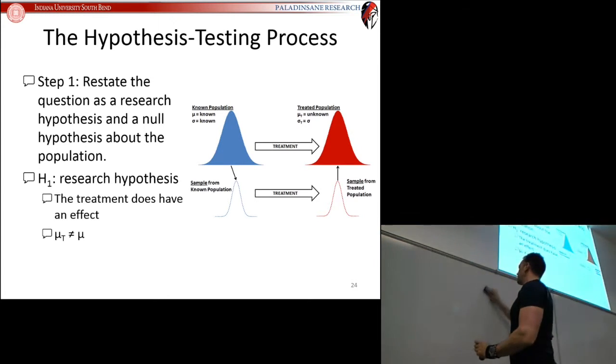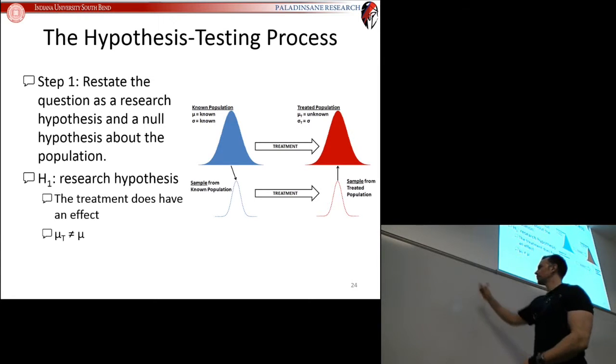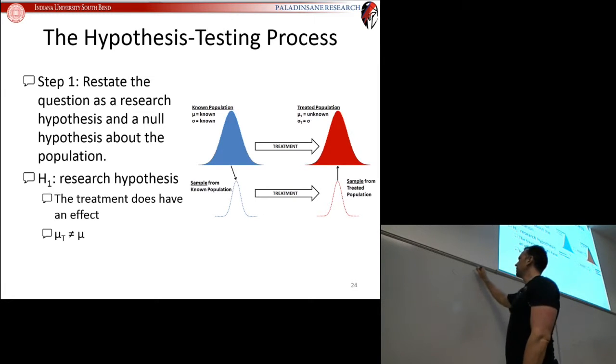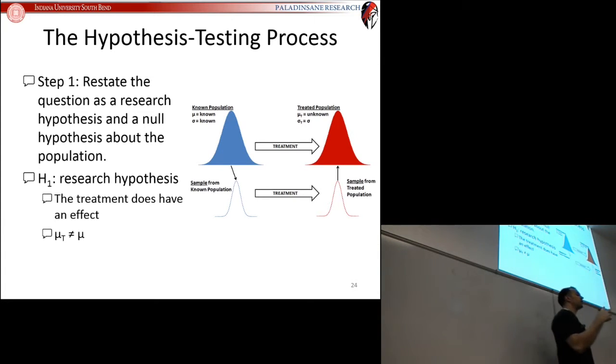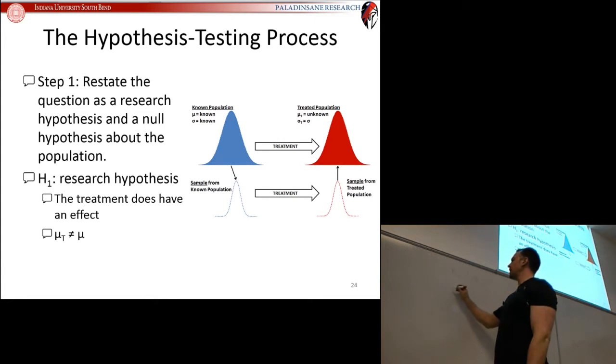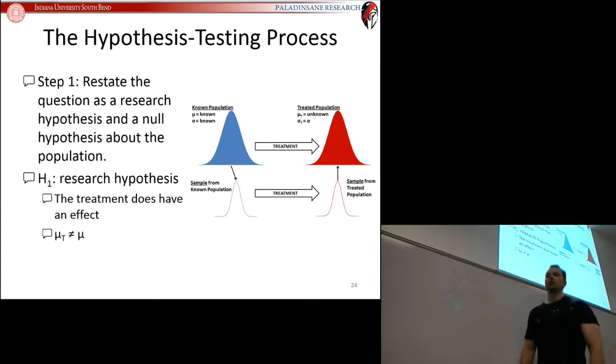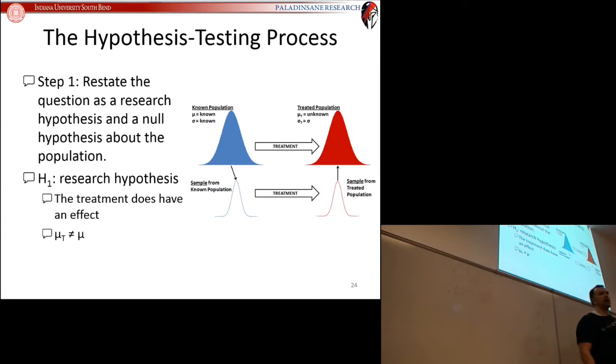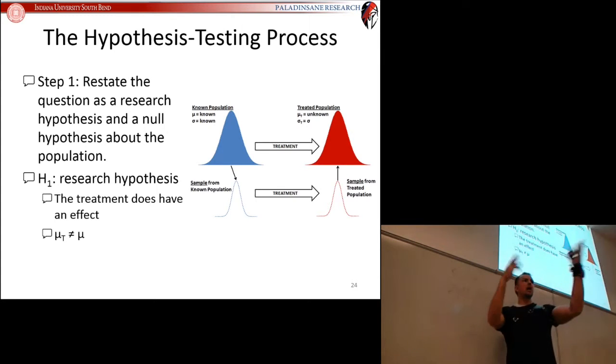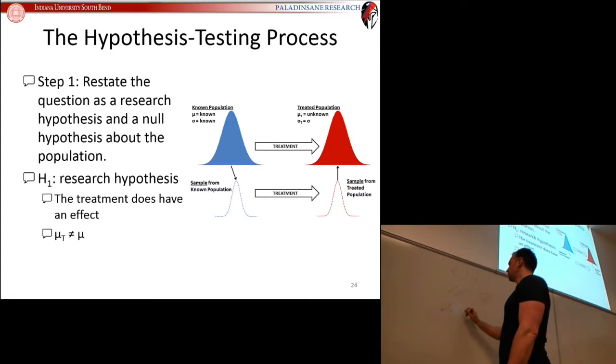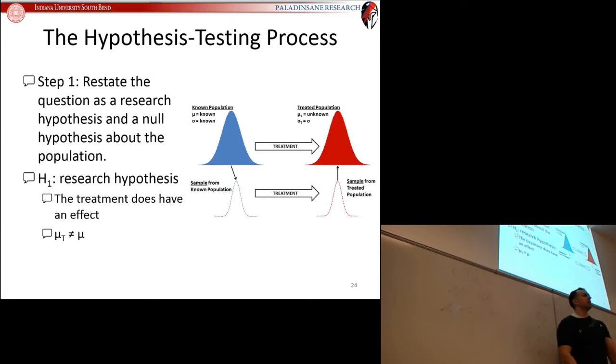Let's say that you have a magic IQ pill. You suspect, or you want to test whether, this pill can increase or change a person's IQ. Let's say that the untreated population has an IQ of 100. You give the entire population this pill, and your treated population has an IQ of 115.